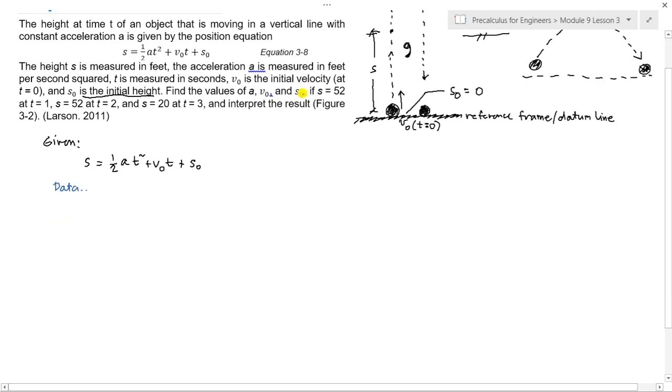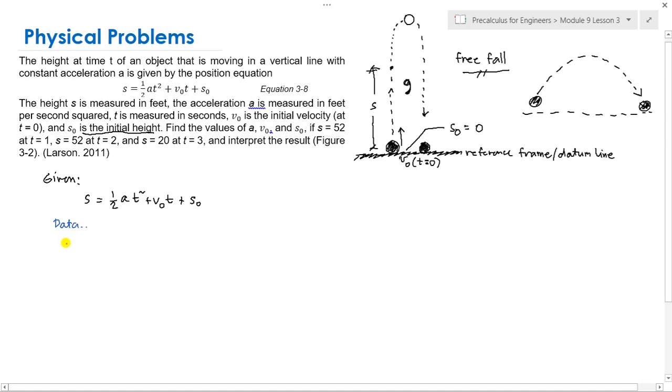Atong data ingon siya kung ang height daw sa bola, kaning object, is 52. So at s is equals to 52, ang oras daw, meaning after na gilabay, that is at 1 second. So meaning, grabe no. After 1 second, naka 52 feet na siya. So paspas ang paglabay kay 1 second pa lang 52 na. So grabe ang increase sa height.